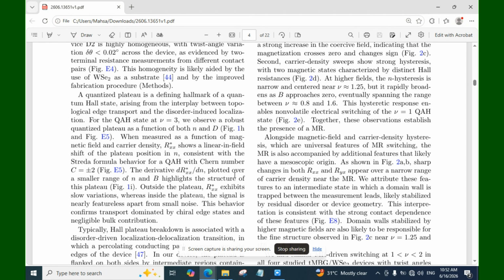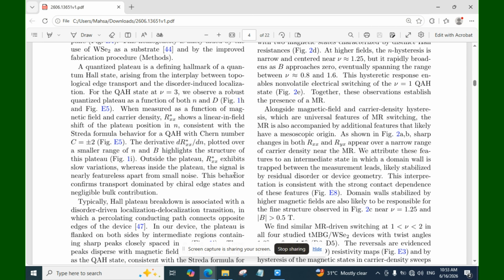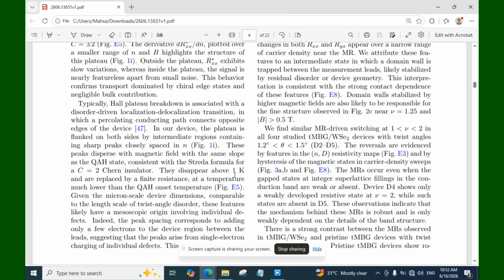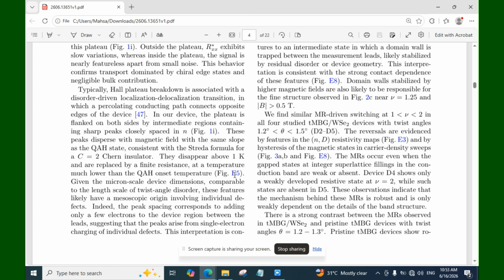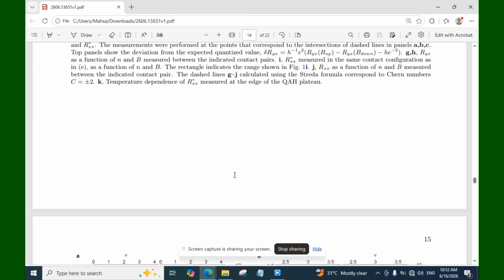The magnetic reversal switching is also accompanied by additional features that likely have a mesoscopic origin, as shown in Figure 2, parts A and B. Sharp spikes in both Rxx* and Rxy appear over a narrow range of carrier density near the magnetic reversal. We attribute these features to an intermediate state in which a domain wall is trapped between the measurement leads, likely stabilized by residual disorder or device geometry. This interpretation is consistent with the strong contact dependence of these features. Domain walls stabilized by higher magnetic fields are also likely to be responsible for the fine structure observed in Figure 2, part C, near nu equal to 1.25 and absolute B greater than 2.